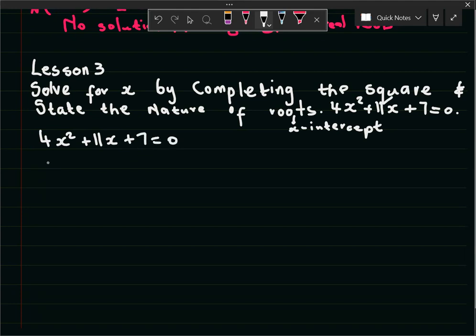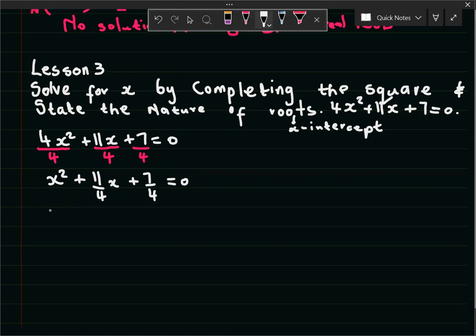Okay, remember the first rule, we need 1x squared here, right? But because we don't have 1, we have 4, it means we must divide everything by that number that is there. So we need to always have positive 1x squared. The 0 I'm not going to divide because the outcome will still be 0. So here I'm going to have x squared plus 11 over 4x plus 7 over 4 equals 0. Now the first condition is met. I have 1x squared, which is fine.